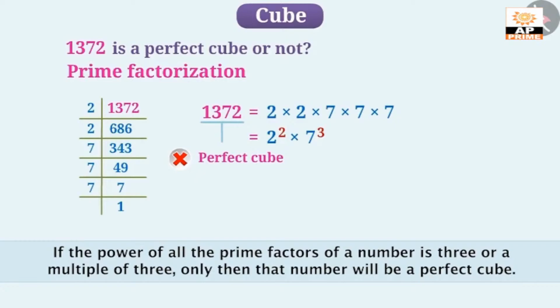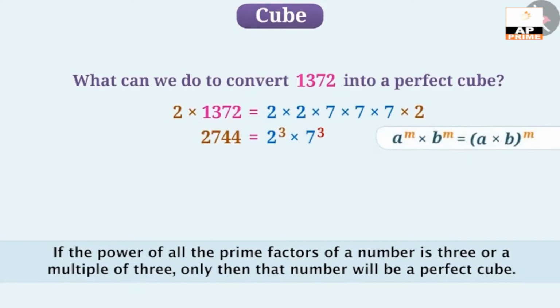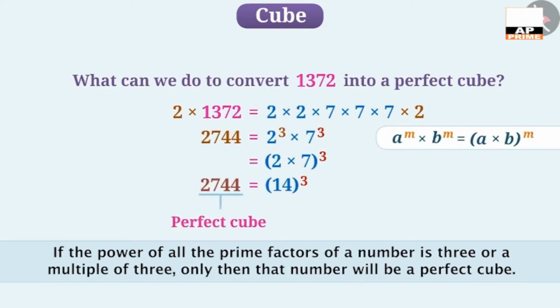Can you tell what we can do to convert it into a perfect cube? Think for a while. Of course, we have to multiply 1372 by 2 to get the number 2744. So now the power of 2 becomes 3, and we can express the factors 2 to the power of 3 multiplied by 7 to the power of 3 as 2 multiplied by 7 to the power of 3, or 14 to the power of 3. Therefore, the number obtained, 2744, is a perfect cube.